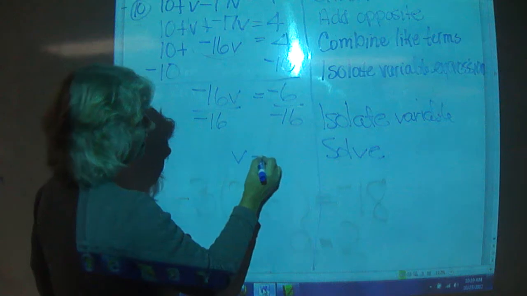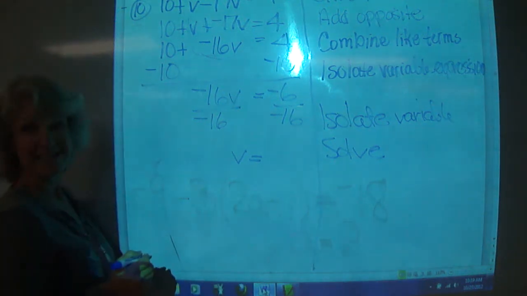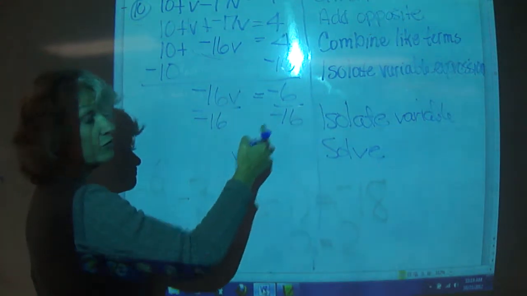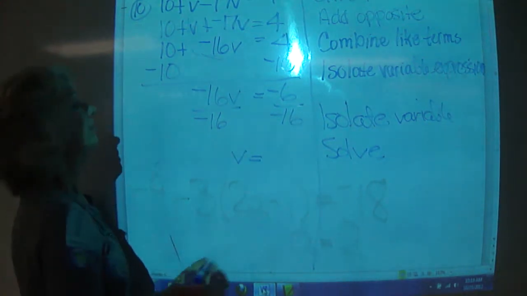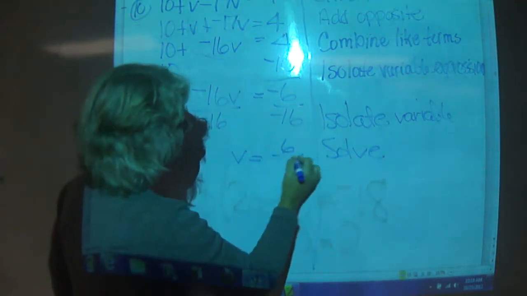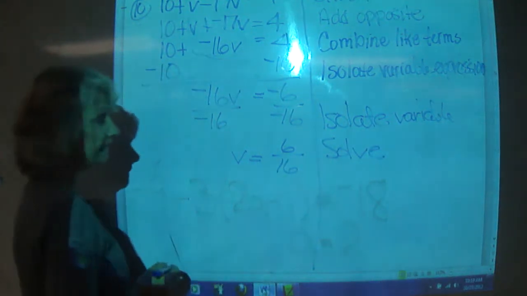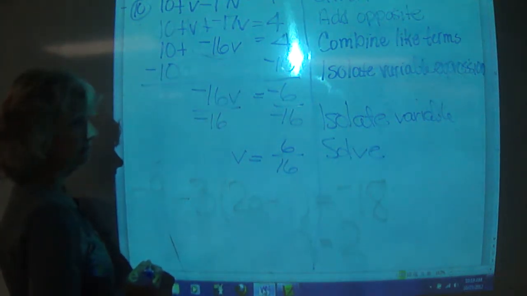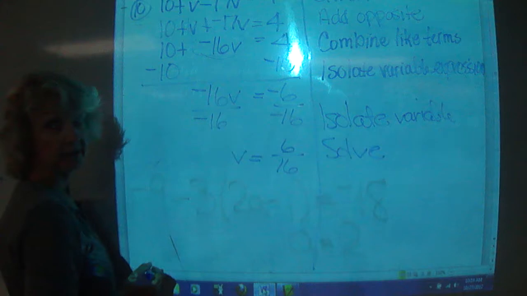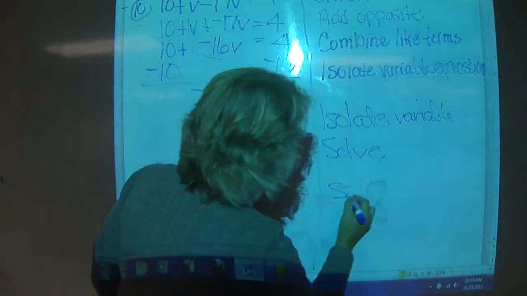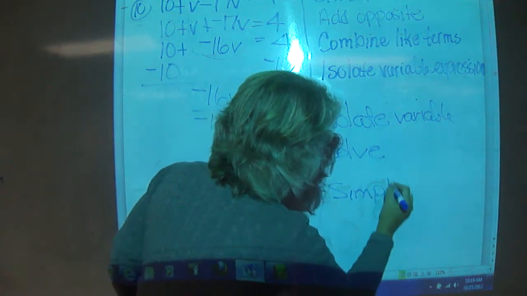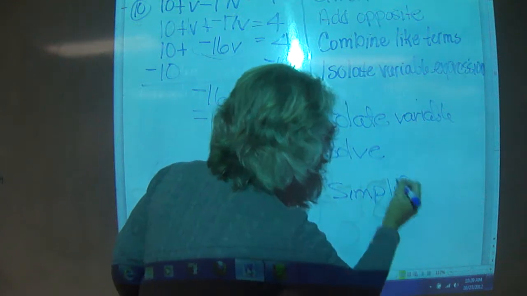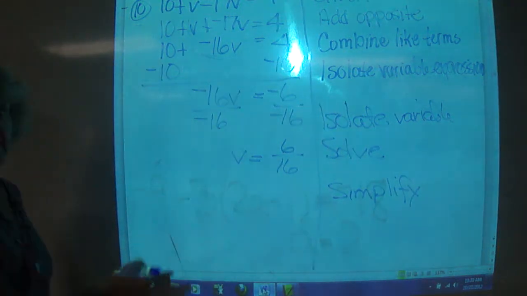So v equals, what does it equal? 6. Is it negative over negative? Positive. Oh, that makes it positive. So it's 6 over 16. Are we done? Yes. Really? No. Oh, we can simplify. Now in this situation, how do we know that right off the bat? Because they're both even. Yes.